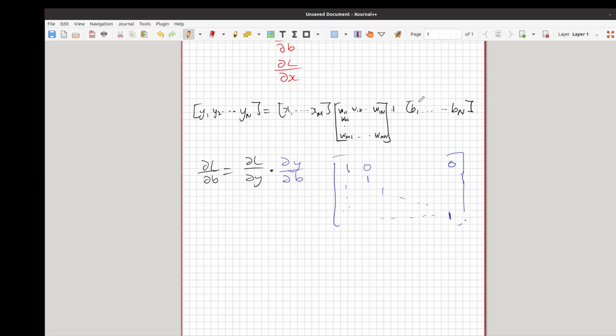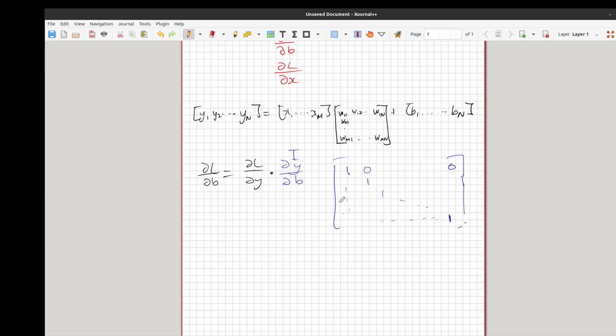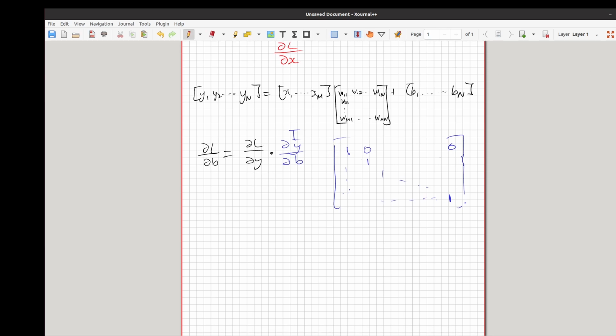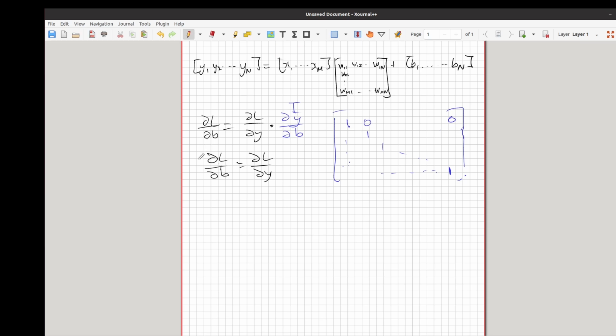Because this is element-wise addition, the b1 is only ever going to add on to the y1. The b2 is only ever going to be incorporated into the y2, and so on. So this is the identity matrix, I. It's actually quite uninteresting, really. The answer becomes dL by dB equals dL by dy, and that's it, basically. There's one more thing that has to be done here, though, because dL by dB is a row vector which has n elements, and dL by dy is also a row vector which has n elements.